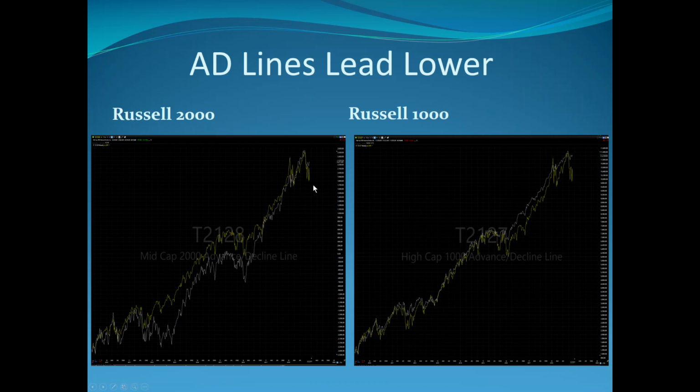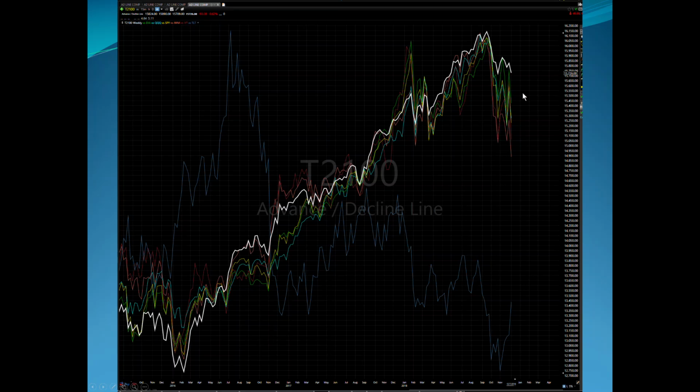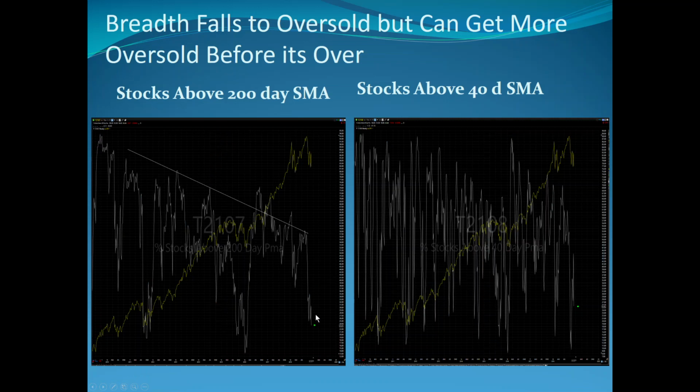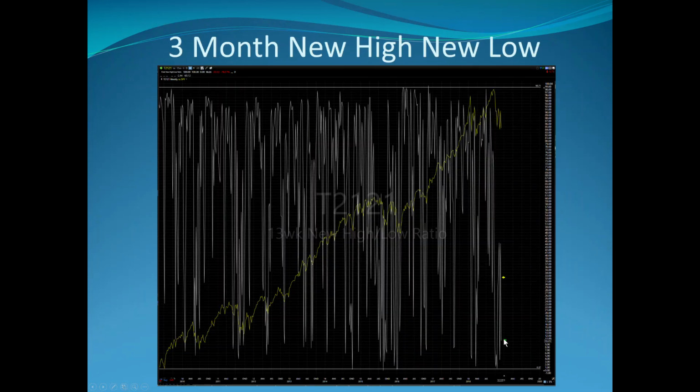AD lines. Now, the interesting thing is the mid cap and the large cap AD lines kind of held up this week despite the market selling off. So that's kind of a positive convergence. It'll be interesting to see if it's meaningful. If you look at the NYSE, you can see it did roll over, but it didn't take out its low from a couple of weeks ago, yet we got lower on the ETFs. You can also see the TLT has turned up. The breadth, stocks above the 200-day, stocks above the 40-day, not to their lowest, but have fallen to oversold levels, and the 3-month new high, new low is also getting near oversold levels.